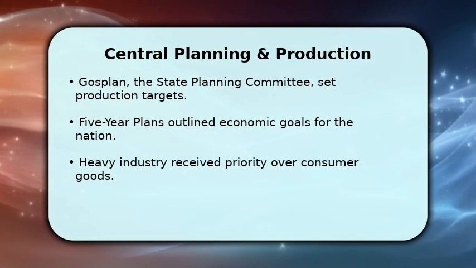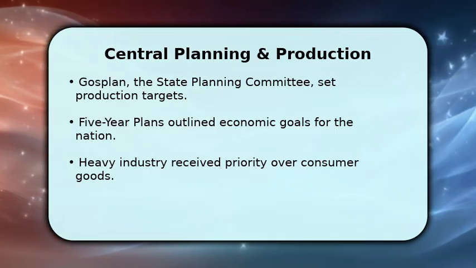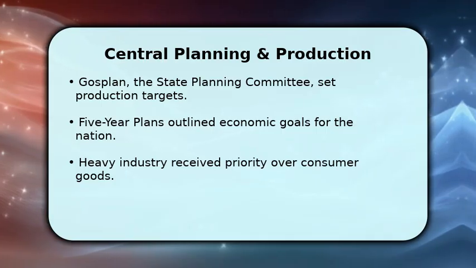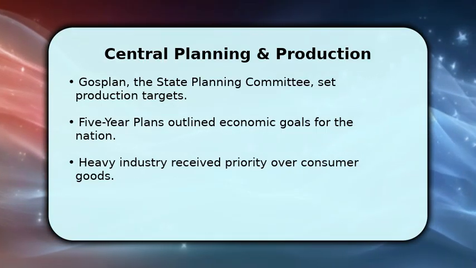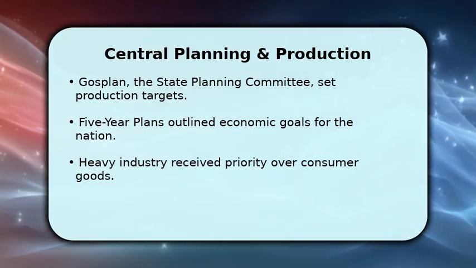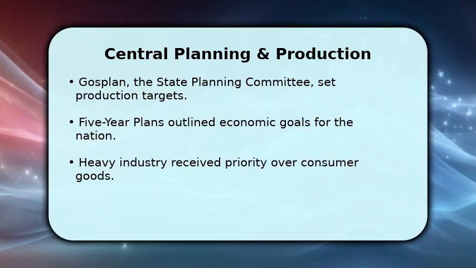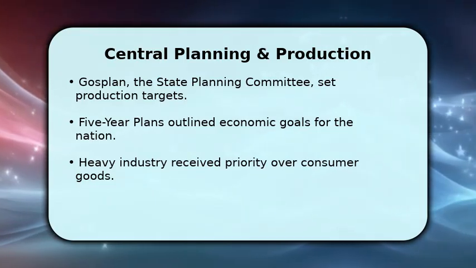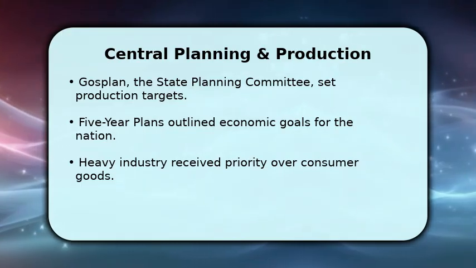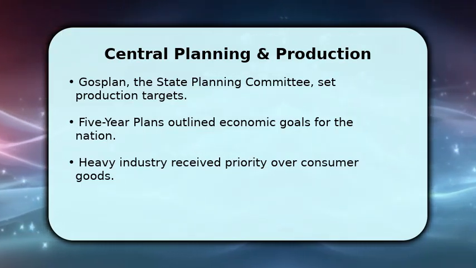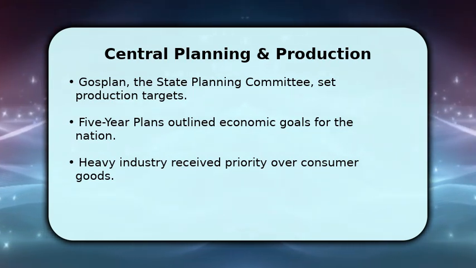Central planning was the backbone of the Soviet economy. Gosplan, the State Planning Committee, was responsible for setting detailed production targets across all sectors. These targets were formalized through ambitious 5-year plans, which dictated the nation's economic trajectory. Historically, these plans heavily prioritized the development of heavy industry, such as steel and machinery, often at the expense of consumer goods, leading to shortages in everyday items for citizens.